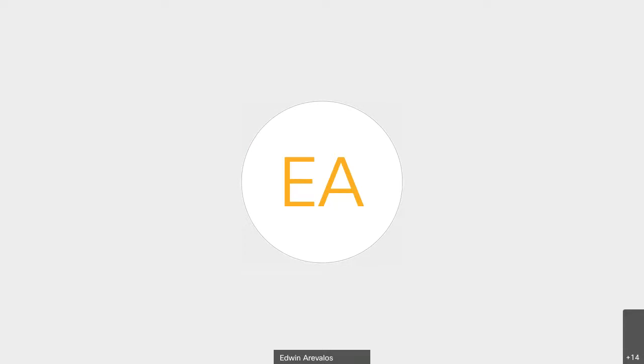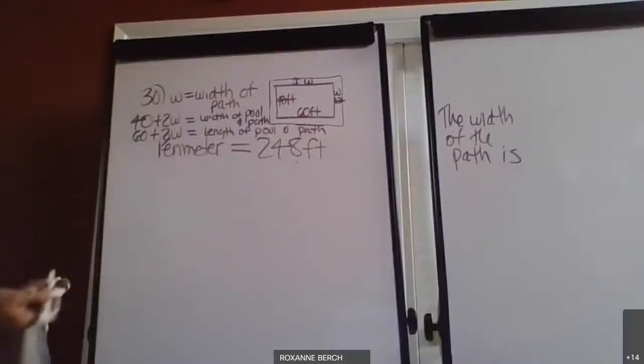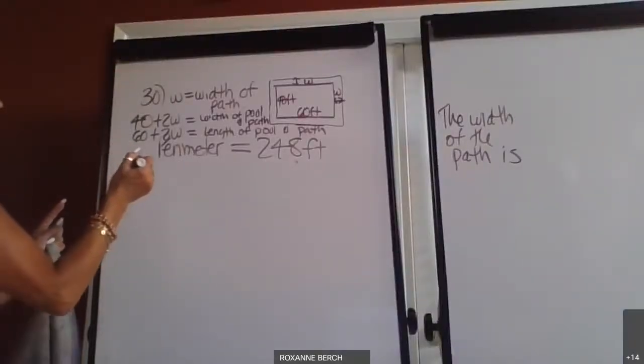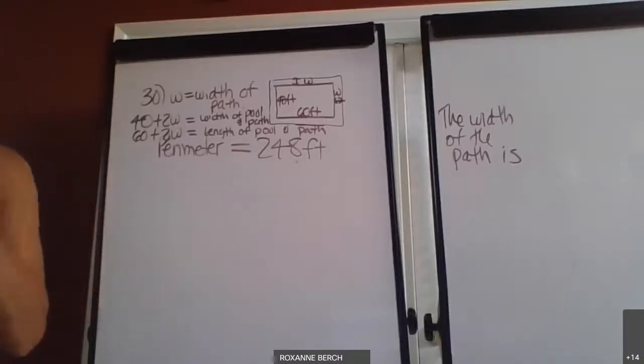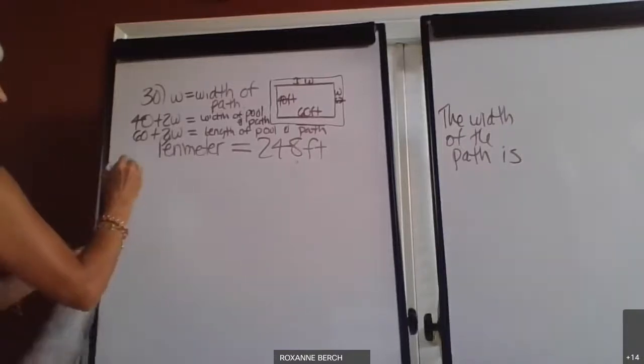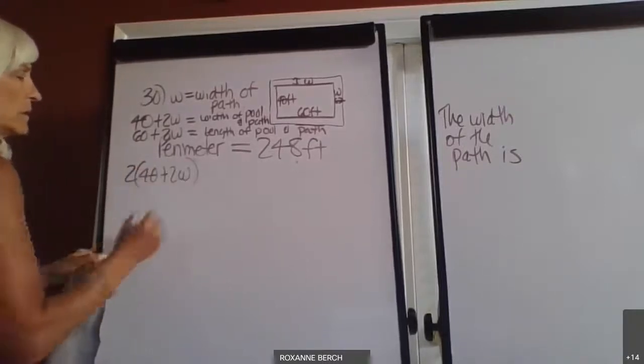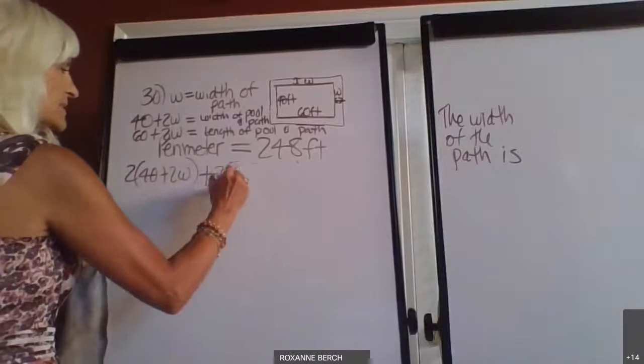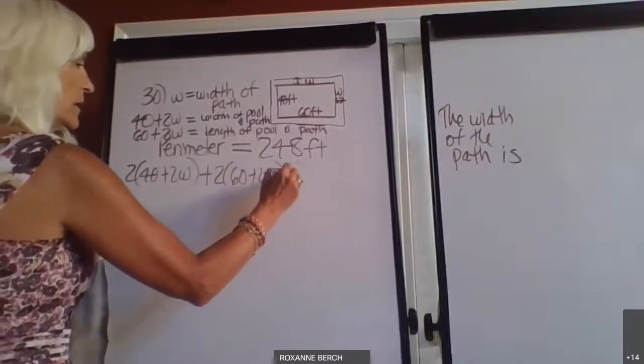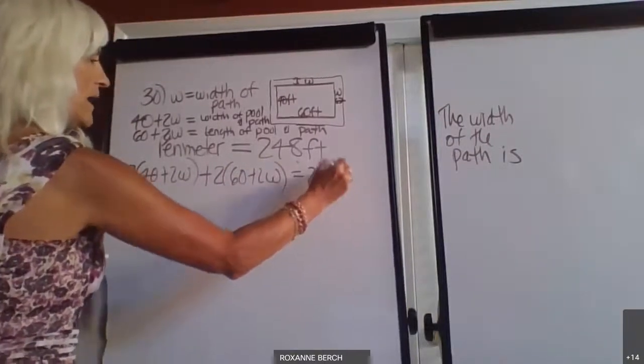So the perimeter would be 2 times (40 plus 2W) plus 2 times (60 plus 2W) is equal to 248.